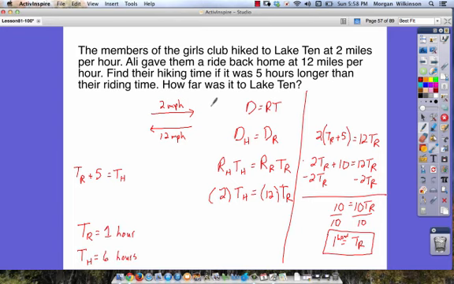How far was it to Lake 10? Now that's our next question. We've got multiple questions that we've got to solve here. And if we want to solve our first problem, let's box it. How far was it to Lake 10?